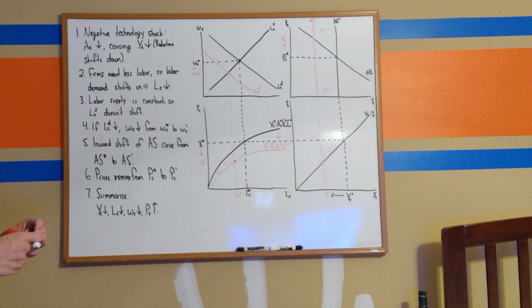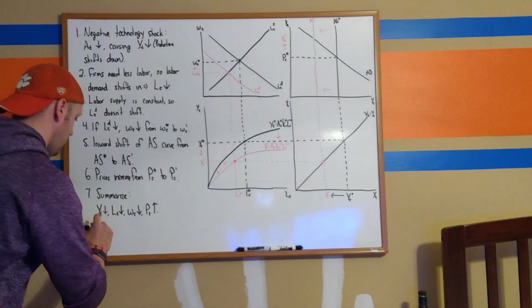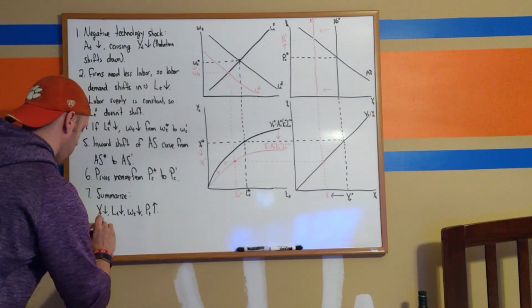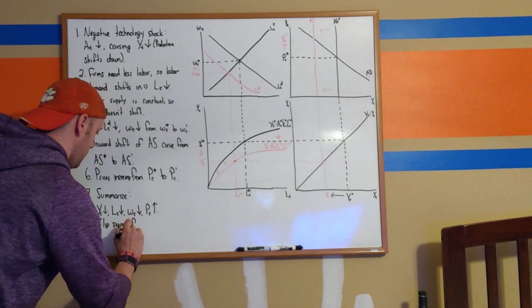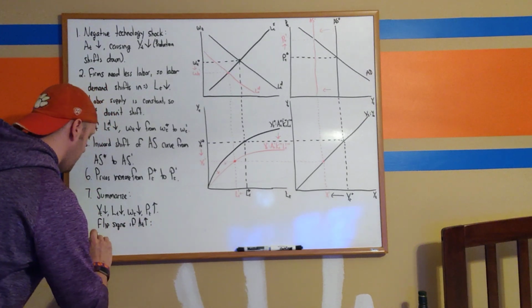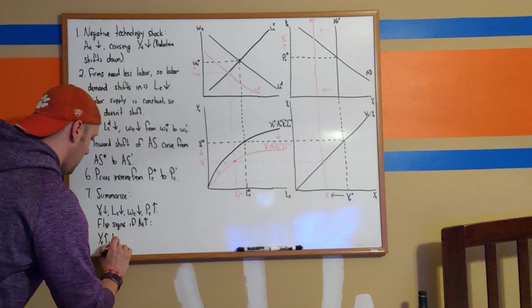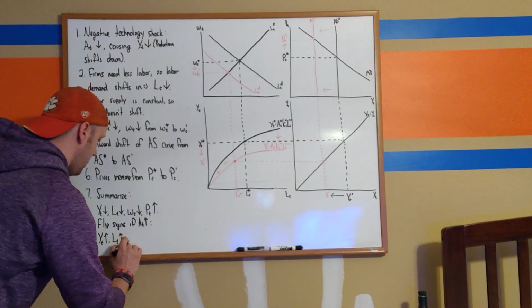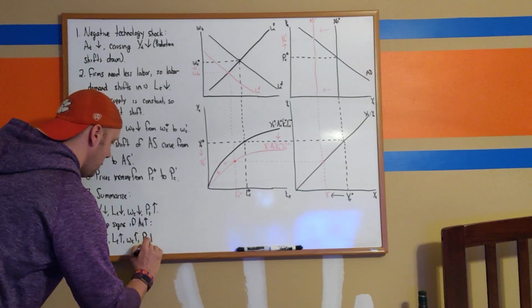Now, if this were a positive technology shock rather than a negative technology shock, we just flip the signs again. So output increases, hours worked increase, real wages increase, price level falls.